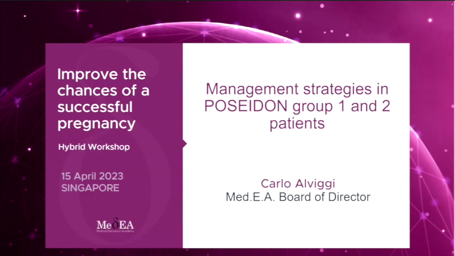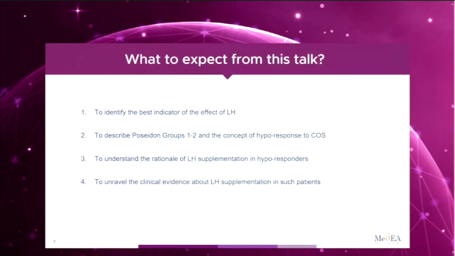So thank you, Robert, for introducing the concept of Poseidon. And I will try to talk about how to manage Poseidon groups 1 and 2. I'm talking about patients that apparently have a very good ovarian reserve, but during stimulation, they have fewer follicles growing than expected, or at the end of stimulation, fewer oocytes than expected. So we can say unexpected poor responders or suboptimal responders.